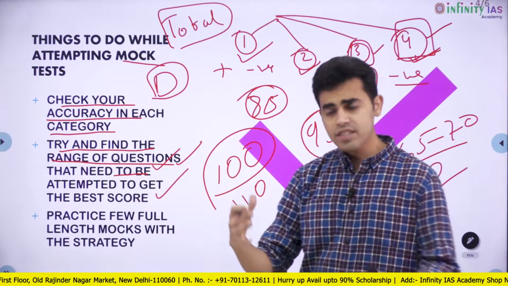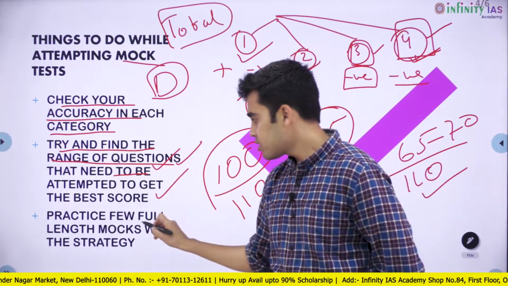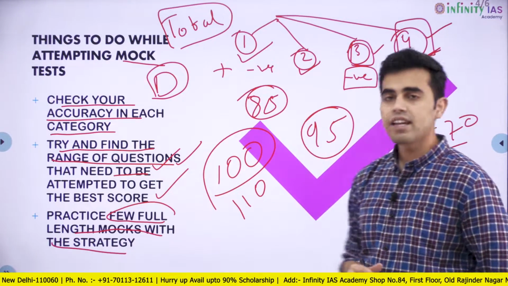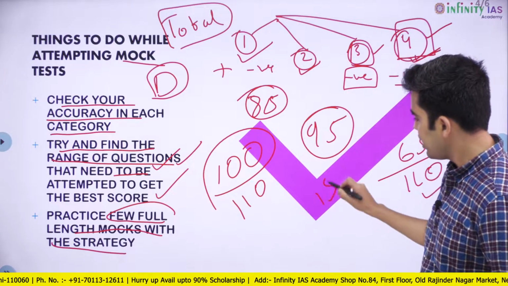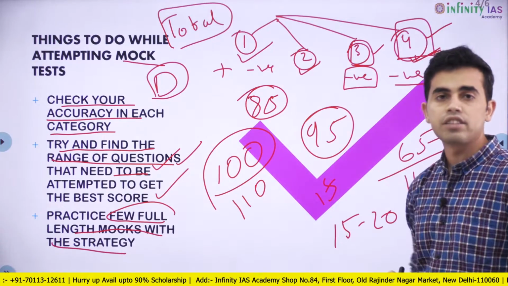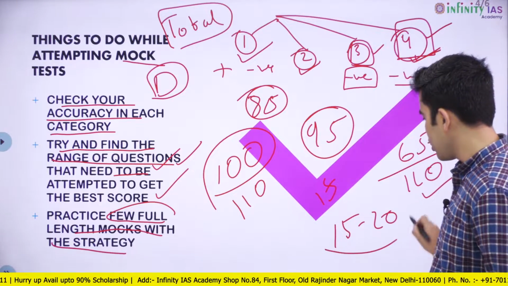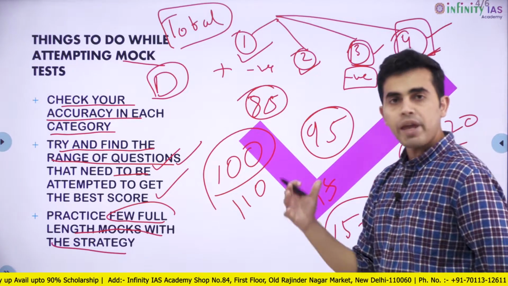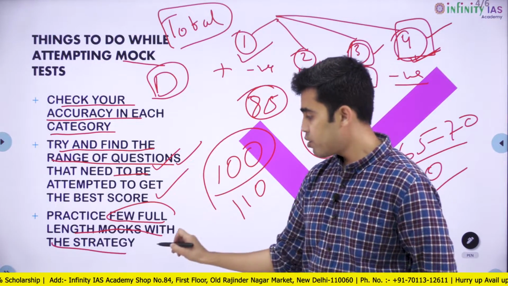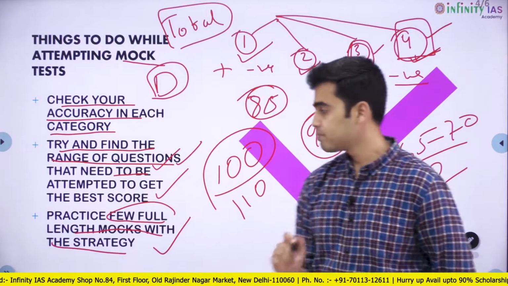After you derive this strategy from your mock tests, practice a few full-length mocks with this strategy. I would advise doing at least 15 to 20 mock tests to devise this strategy. Now that we have only 2 months left before prelims, it is advisable to get the strategy right in the coming 1 month, and then practice that strategy for the rest of the month just before prelims to get it right in the main prelims examination.